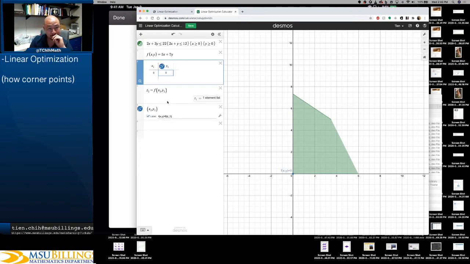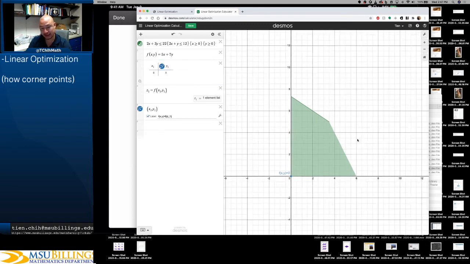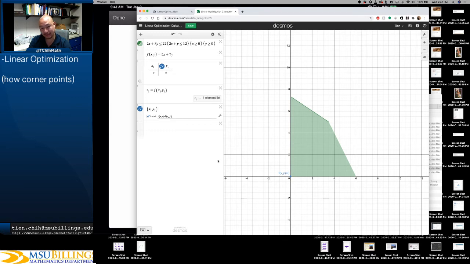And so what these two commands do here is when I type a pair of points into this table, it plots that point and it tells me what the f value is at that point. So in the case of 0, 0, it takes 5 times 0 plus 7 times 0 and it tells me that that's 0. And what I need to do now is do that with the other points.